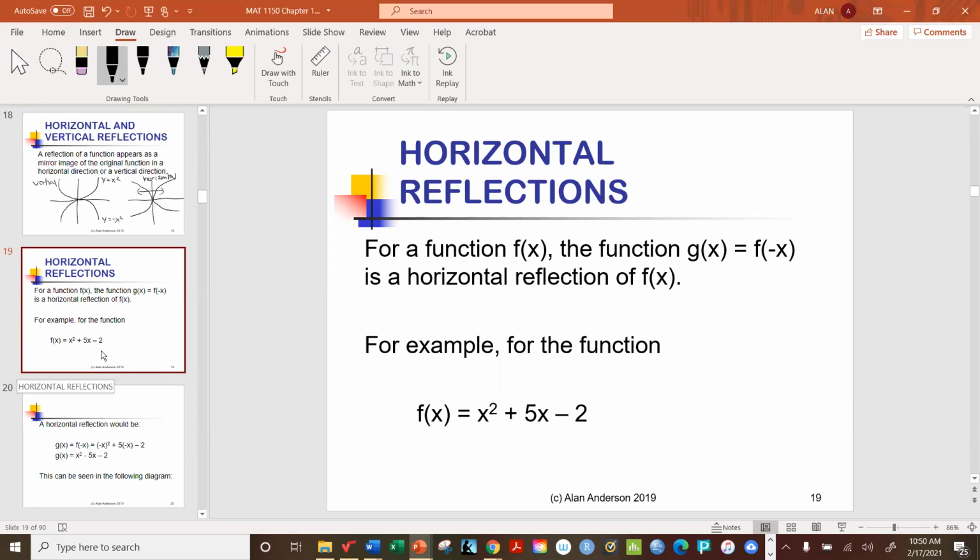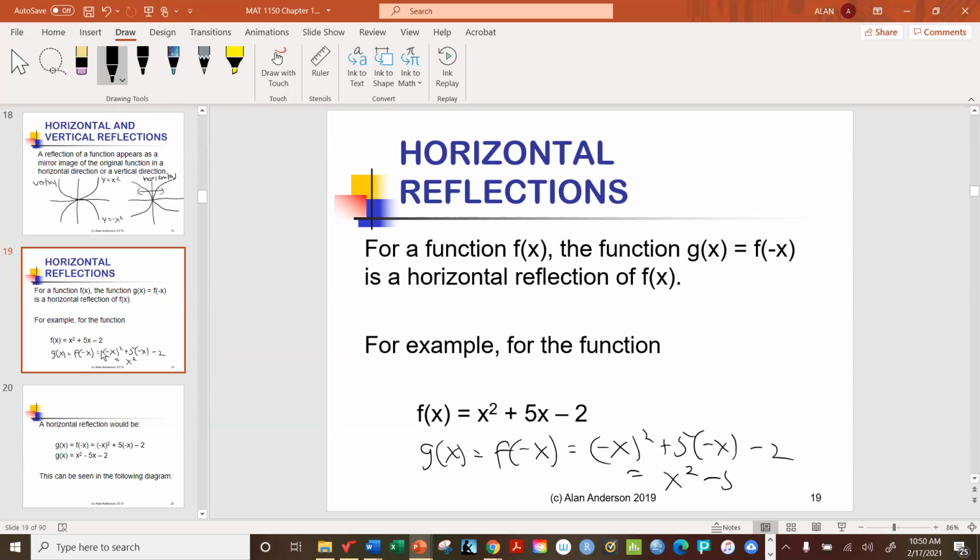So for this function, g of x would be f of negative x, which means negative x squared plus 5 times negative x minus 2, which is x squared minus 5x minus 2. So it's the same except for the sign of x. The 5 is the same, but the sign is different.